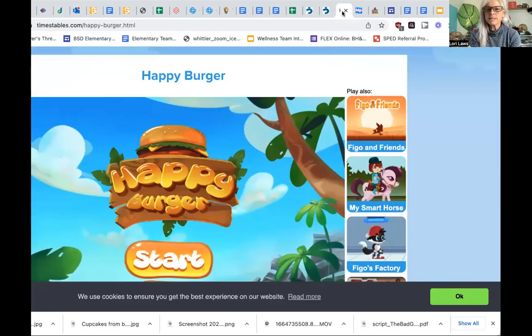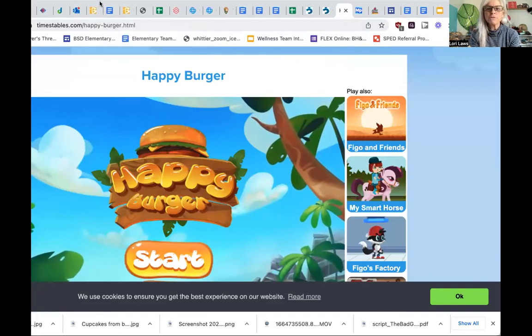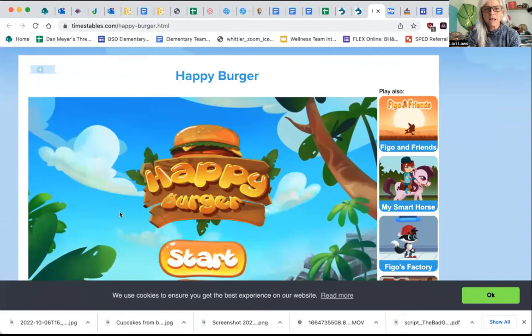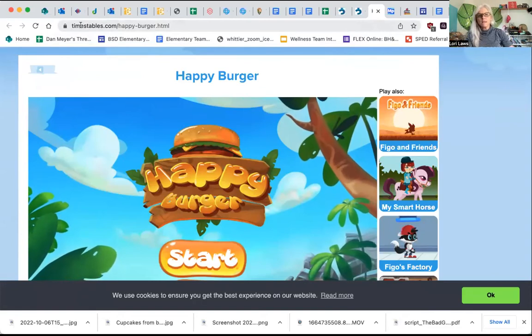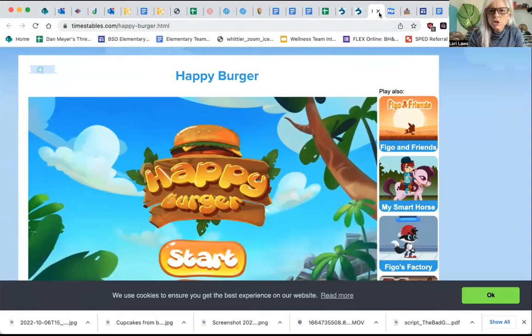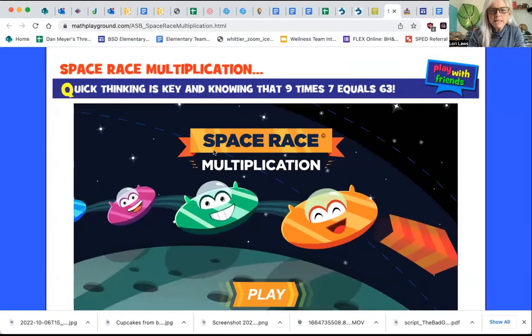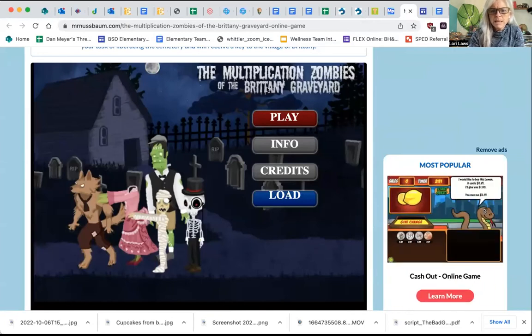There are lots and lots of fun games online to learn math facts. I'm not going to spend a lot of time in class quizzing you on your math facts, but if you go in and type in multiplication fact games, there's Happy Burger on this website. I found a bunch really quickly. There's Space Race Multiplication to learn your math facts. There is Mr. Nussbaum's Multiplication Zombies of the Graveyard.